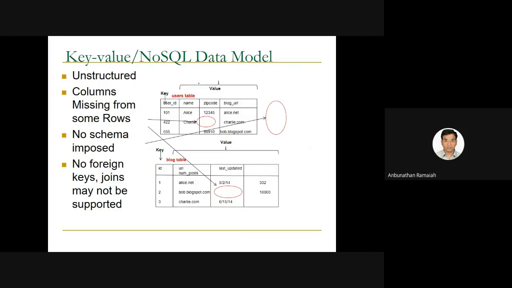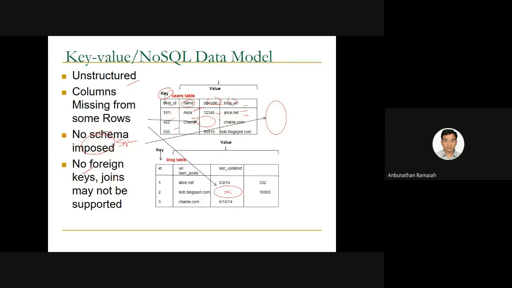The key value pair, if you see here, keys are there, user IDs, then values are there, name, zip code, URL, all those. So now, instead of maintaining individual columns, you maintain as a block table. It's unstructured, columns missing from some rows. So here you see the column is missing. It's perfectly okay. No schema imposed, no foreign keys. See, if a schema is there, CQL will throw an error in this case. No foreign key, that is another advantage. Joins may not be supported, so inner join or outer join.